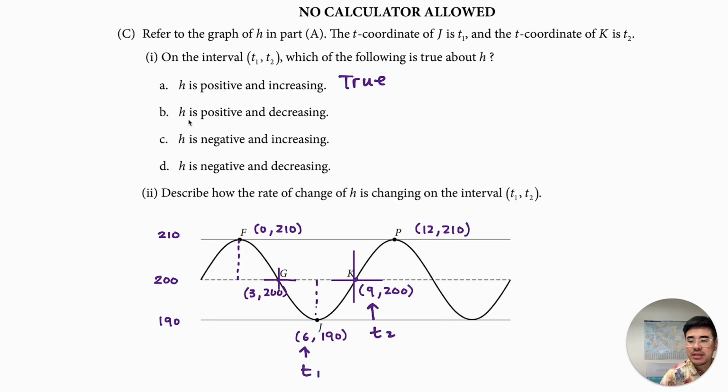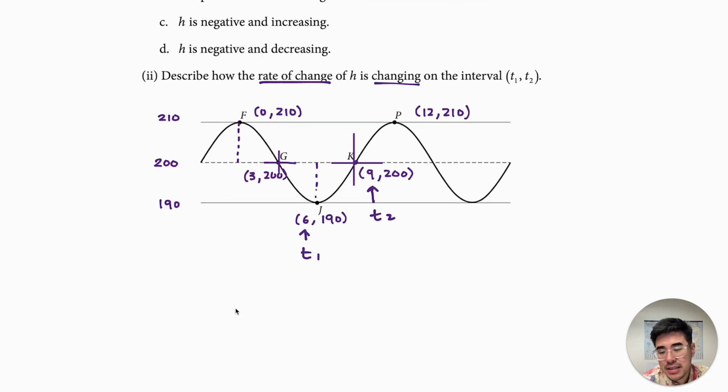And then 2 says describe how the rate of change is changing on the interval. So when a question asks about how the rate of change changes, they're asking about the concavity of the graph. And if we look over here, the graph is concave up. It doesn't ask me to justify, but I'm going to justify anyways.